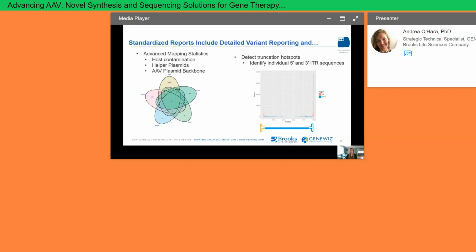And so I'm showing you just a few examples here. And again, this is all included within that comprehensive workflow.